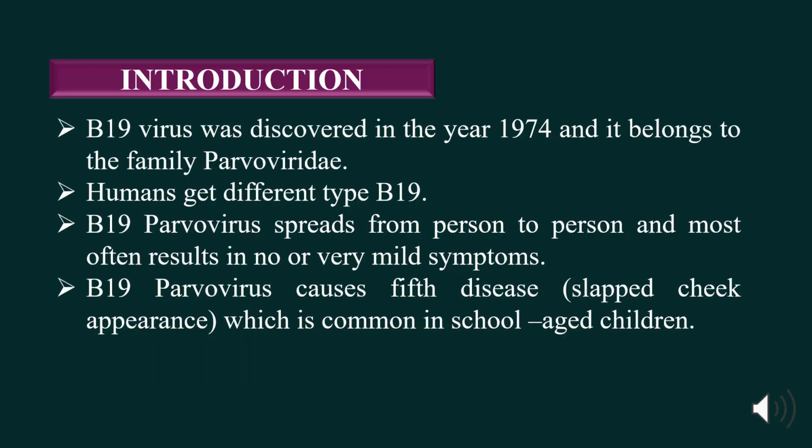B19 Parvovirus was discovered in the year 1974 and it belongs to the Parvoviridae family. Among different groups of parvoviruses, B19 causes infection in humans. It is highly contagious and spreads from person to person, and often results in very mild symptoms. B19 Parvovirus causes fifth disease, that is, the slapped cheek appearance. This is common in school-aged children.